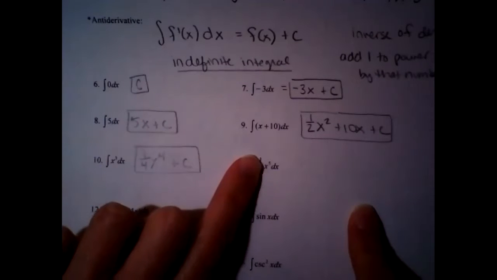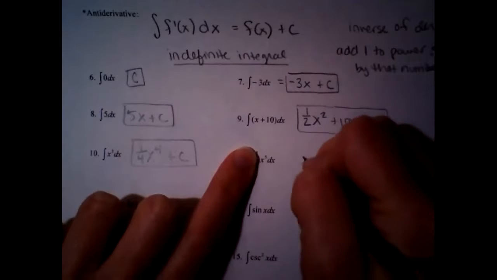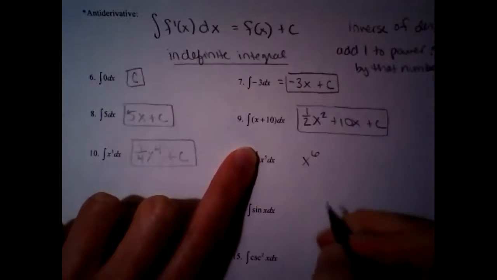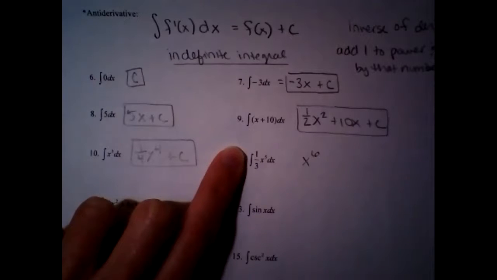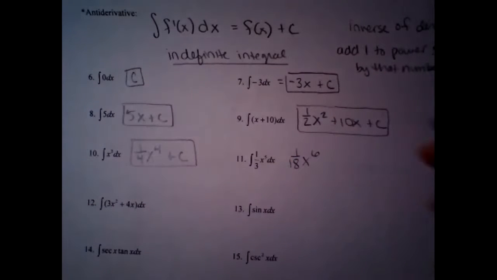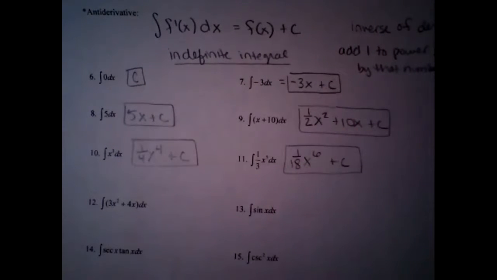Right here, I'm going to ignore this 1/3 for a second. Right? We're going to add 1 to the power. So this will be x to the 6th. And I need a 1/6 out front. But there's already a 1/3 there. So you'd have 1/6 times 1/3, which would be 1/18, and then plus c. So it was going to be 1/6 x to the 6th, but a 6 times a third gives you an 18th.